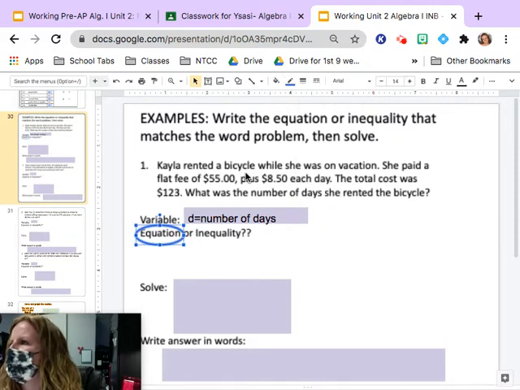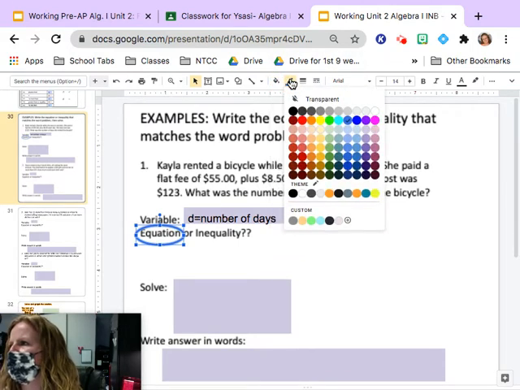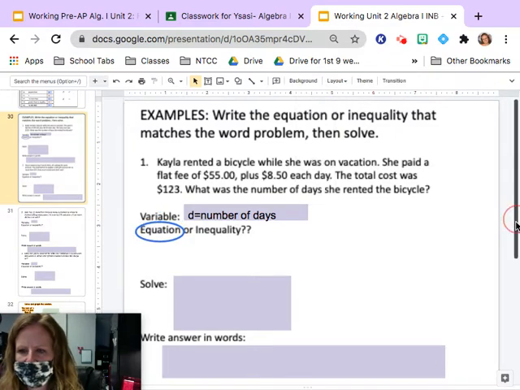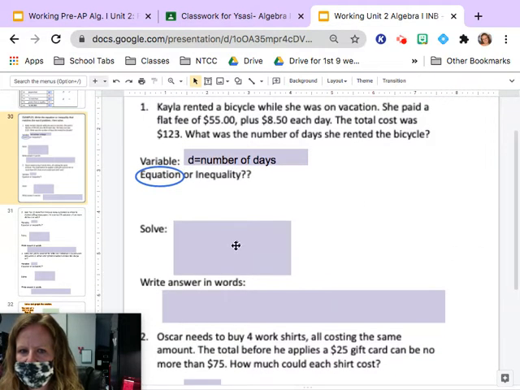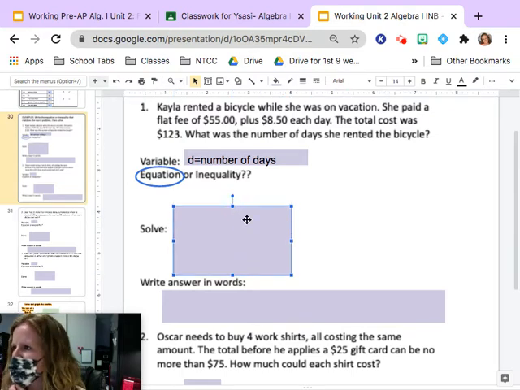So see how I did that? I changed the paint color to transparent, then I changed the border color to a different color, and then I made the thickness of the line a little bigger. So it's an equation. So we need to write what that equation is. We can write it on paper and then just take a picture, or we can just write it down here.